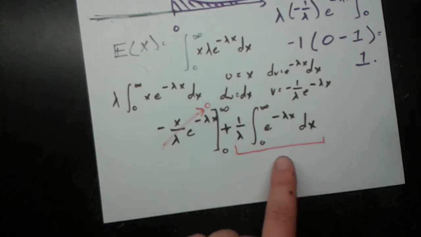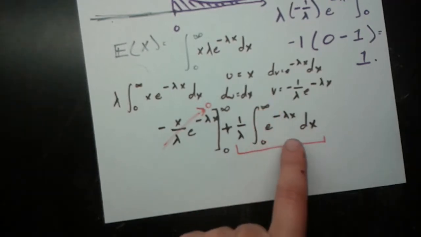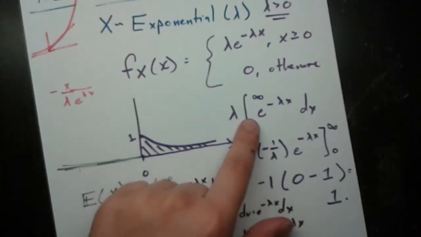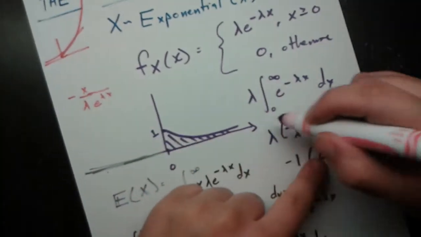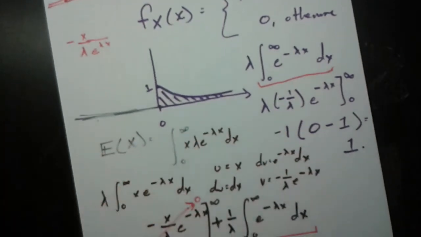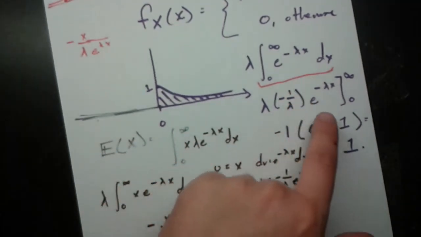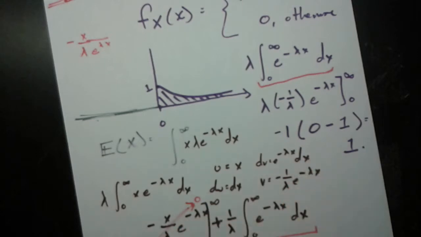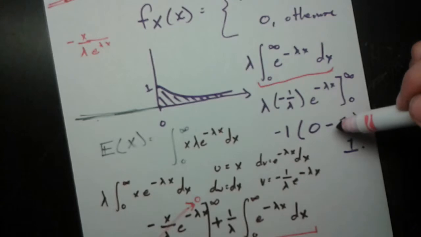Now this we've actually seen. What is this integral right here? It's the integral from 0 to infinity of e to the minus lambda x dx. Where did we see that before? Right here. 0 to infinity e to the minus lambda x dx. And what did we find that was? That turned out to be, if we follow it down here, negative 1 over lambda times negative 1.